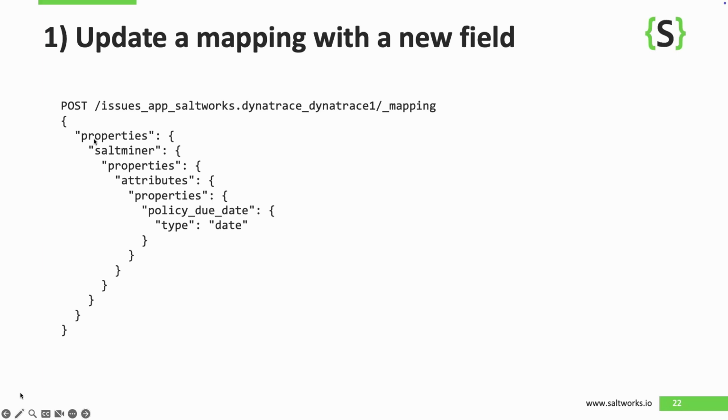And then we're simply telling it what field we want to add to. We talked in the last section of the video about us following the ECS standards. So where our custom data is in the SaltMiner attributes, policy due date is where we're putting it. And this is just the format of how the mapping works.